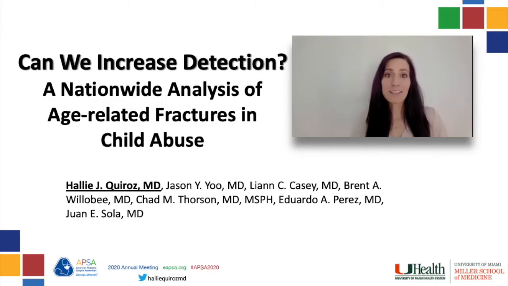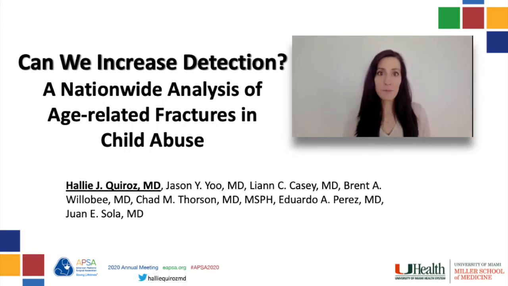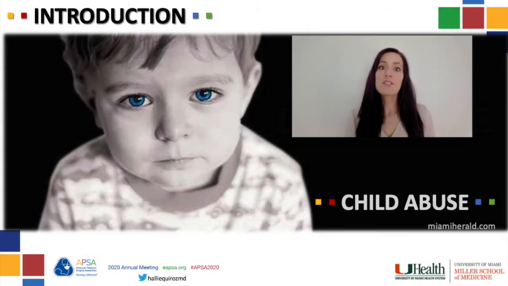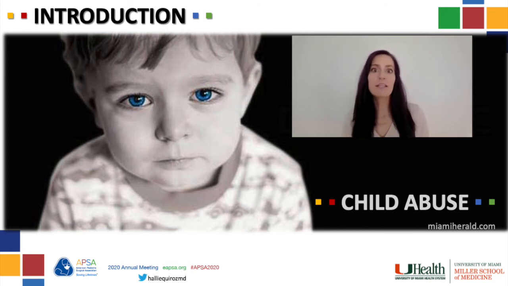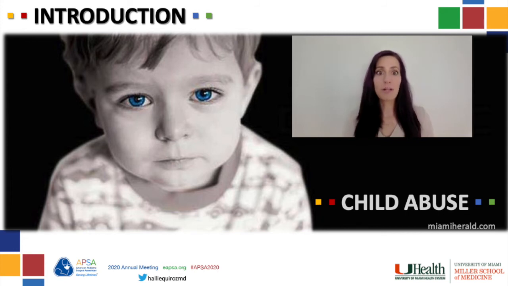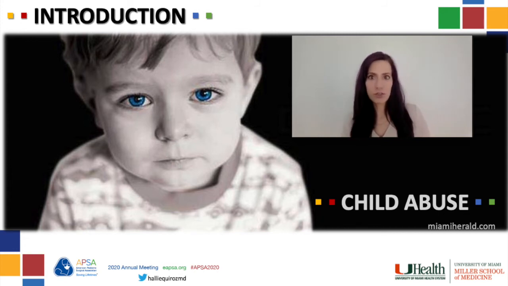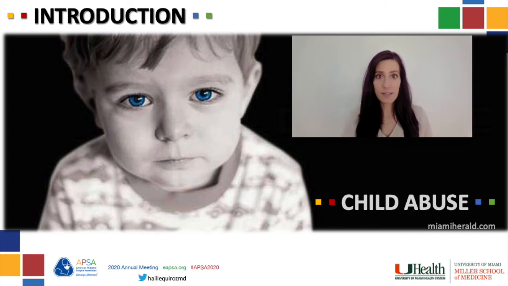Thank you. This is Hallie Quiros, and I will be discussing our abstract entitled, Can We Increase Detection? A nationwide analysis of age-related fractures and child abuse. Child abuse is a clandestine crisis that can cause premature mortality and long-term morbidity in its victims. According to a U.S. Congress report, up to 1.3 million children are maltreated every year in the United States.